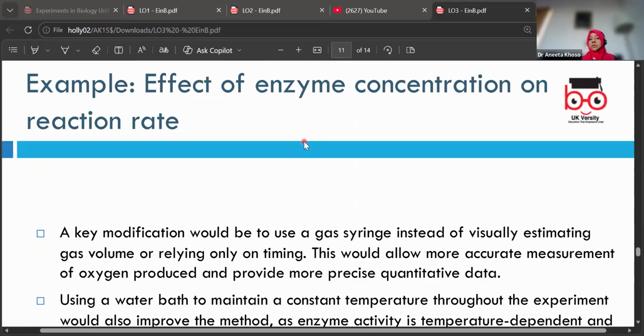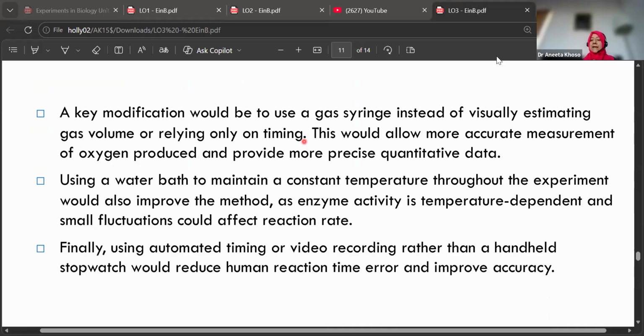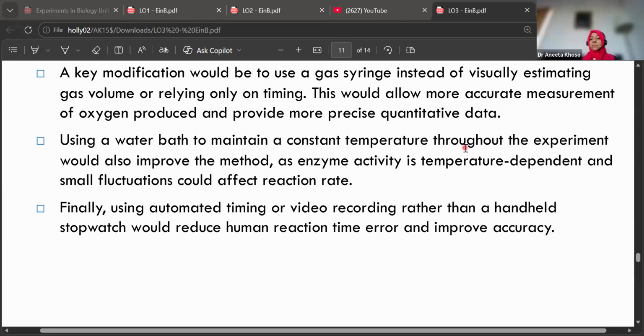An example is the effect of enzyme concentration on reaction time. A key modification would be to use a gas syringe instead of visually estimating gas volume or relying only on timing. This would allow more accurate measurement of oxygen produced and provide more precise quantitative data.